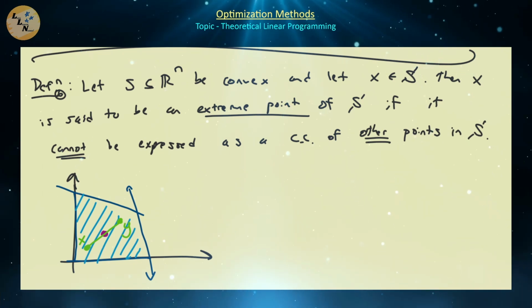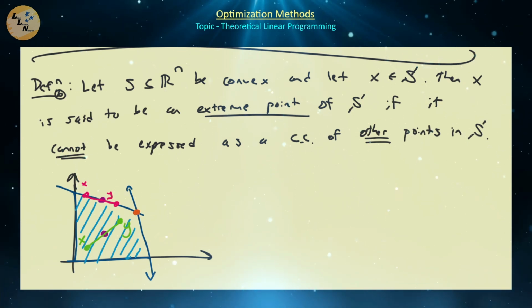But if you pick this point there, is that an extreme point? The answer would be no, because for example, you could choose that point along that boundary, and that would be a linear convex combination of, for example, that point x and y. Now, question, would this be an extreme point?